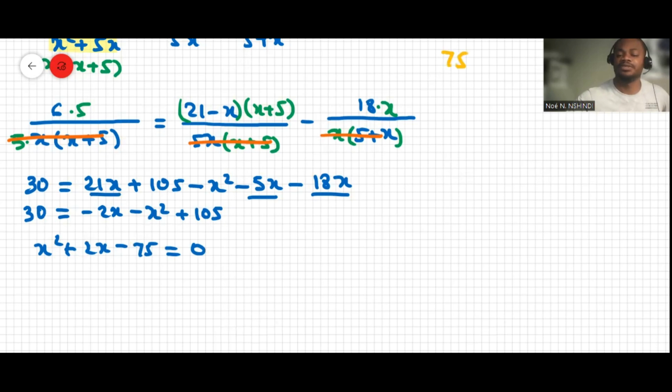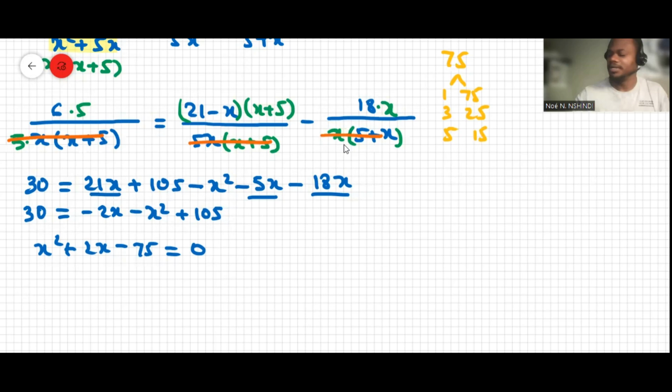If you have 75, the factors of 75 are 1 and 75, 3 and 25, 5 and 15. I guess that's all. There are no factors here that can really work. Is everything all right? Because we don't really find the factors here. Let's double check.